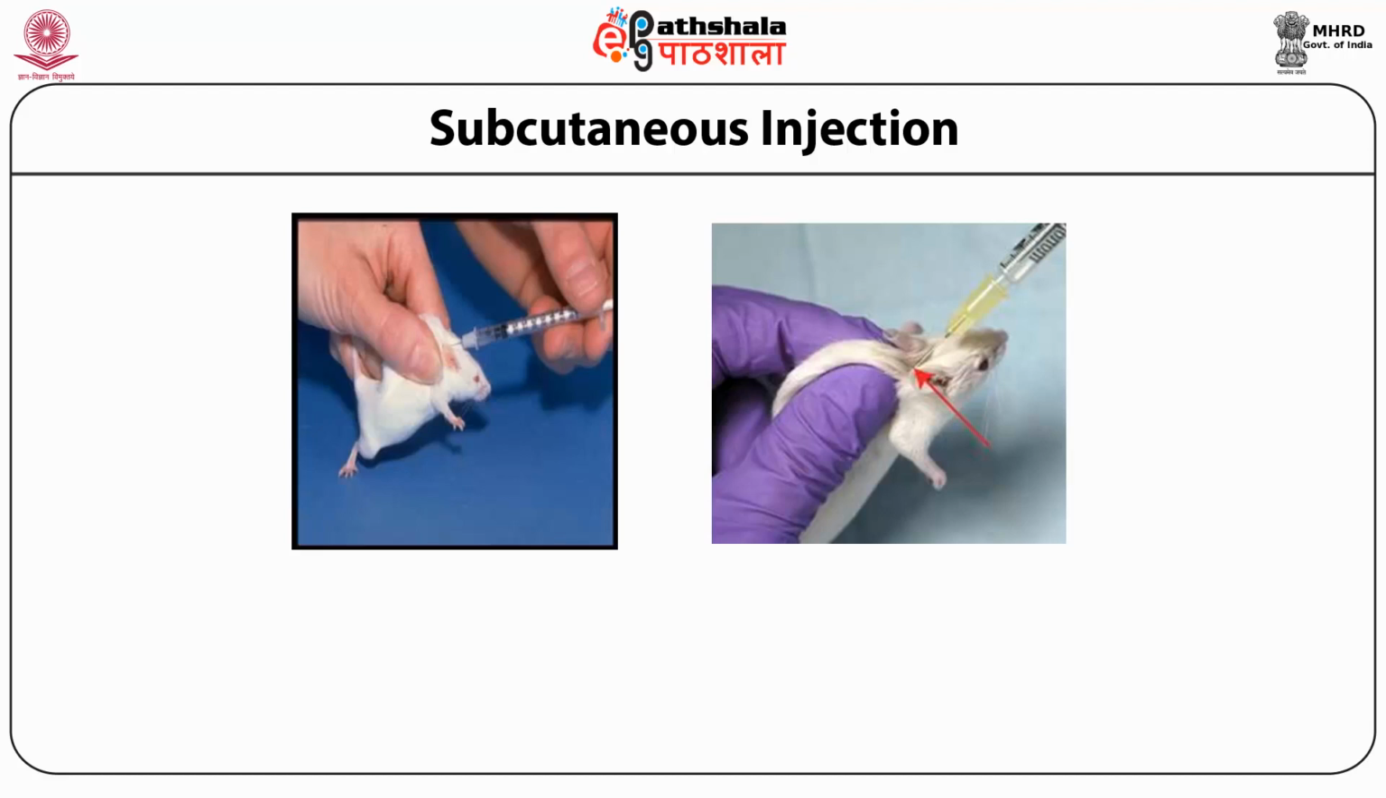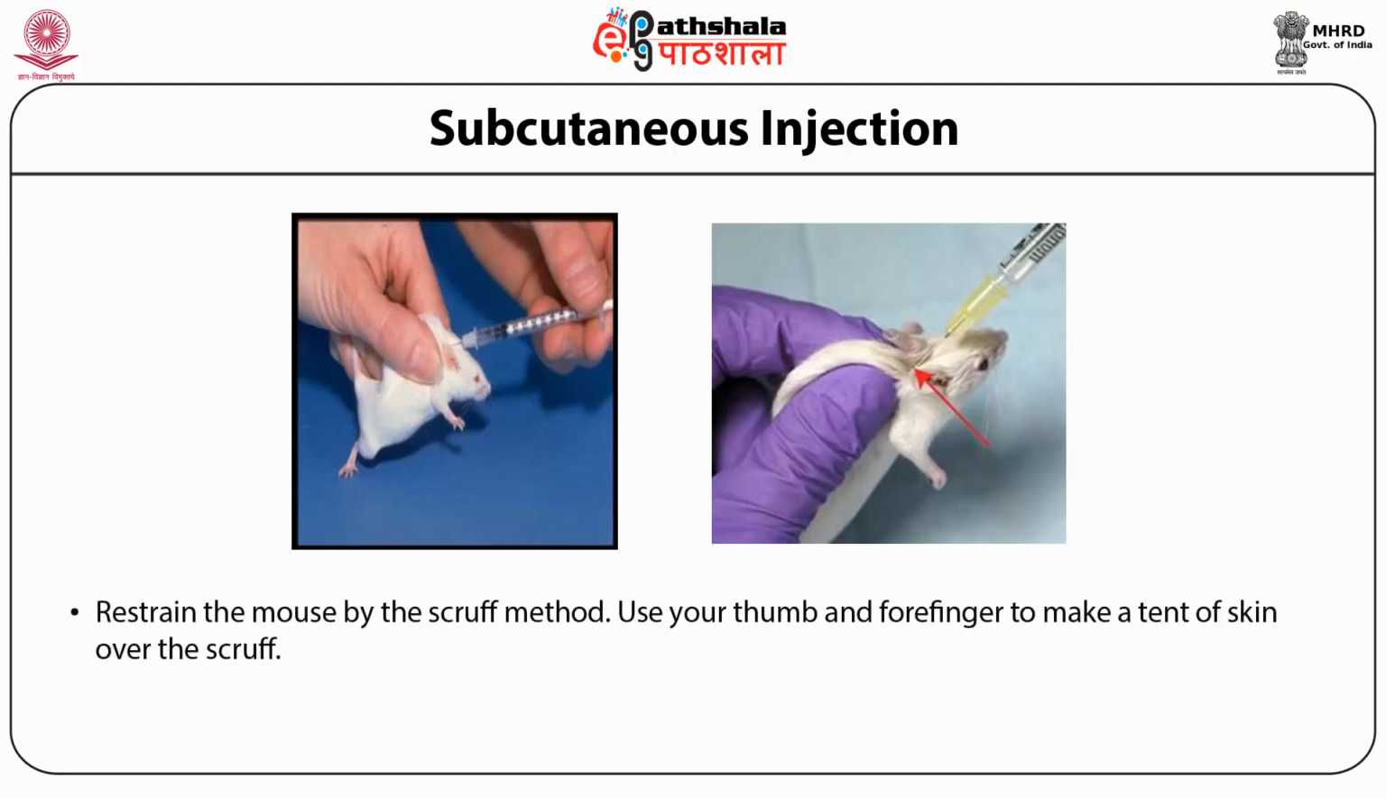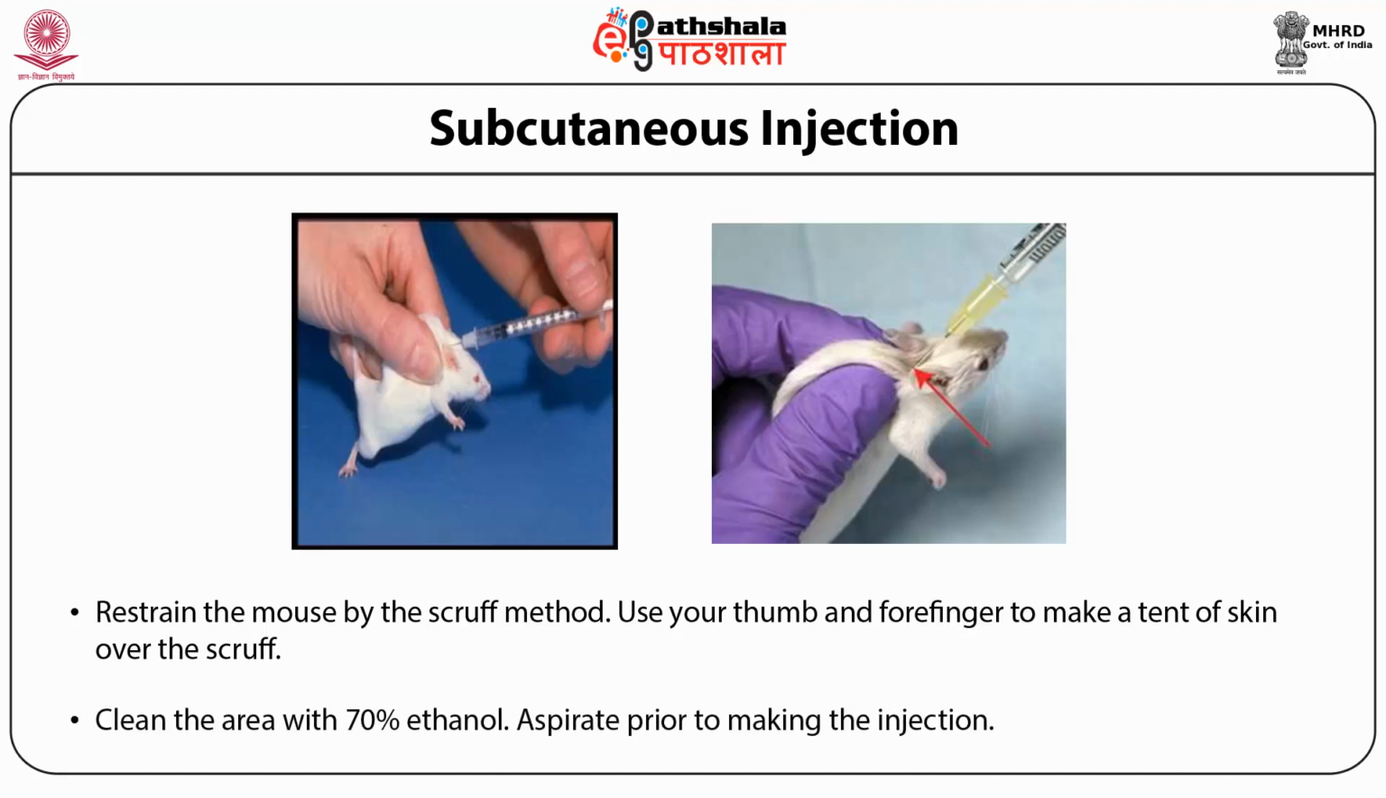The second most common type of injection is subcutaneous injection, where you can restrain the mouse by the scruff method and use your thumb and forefinger to make a tent over the scruff region, as you see in the figures. Usually you clean the area with a disinfectant like 70% ethanol, and aspirate prior to injection so that no aspirate is coming, so that it is lying properly in the subcutaneous region. This figure shows how to inject subcutaneously in a mouse.